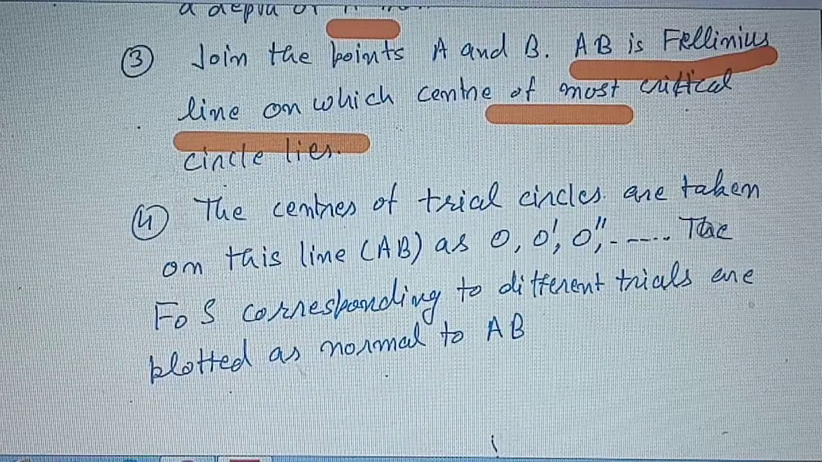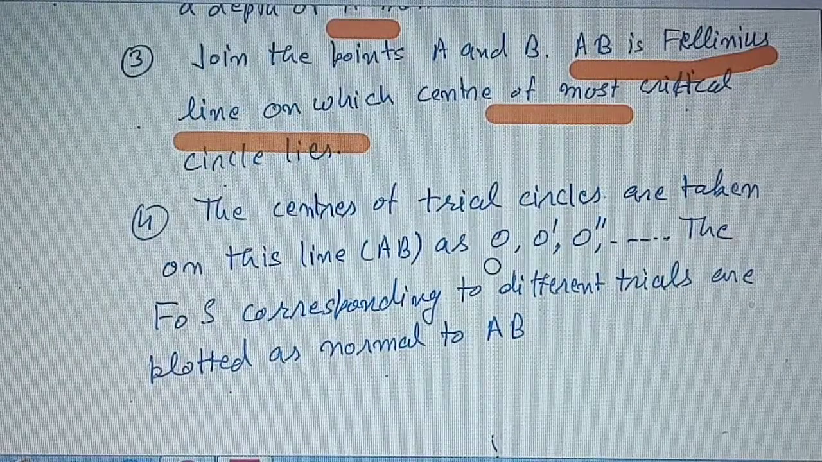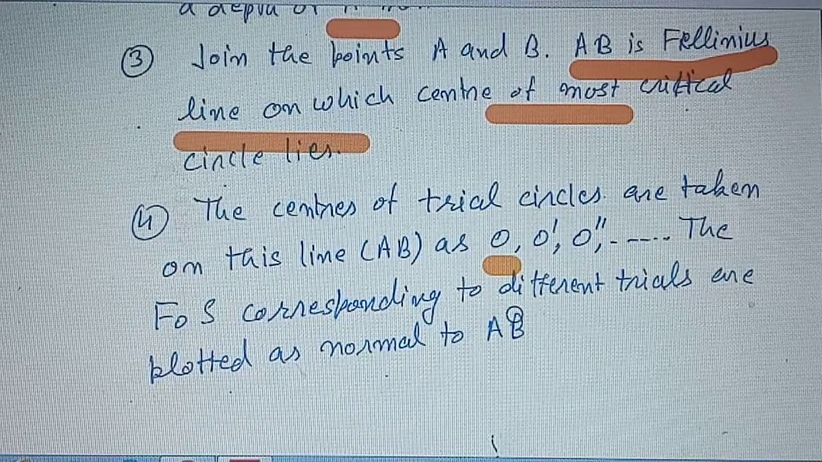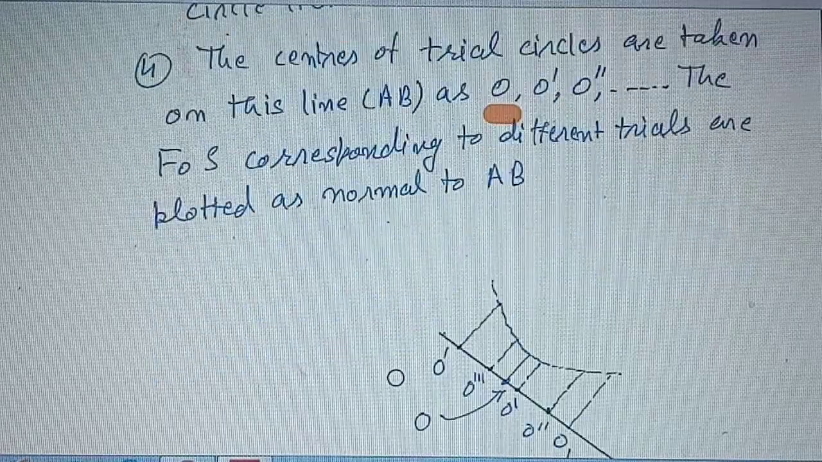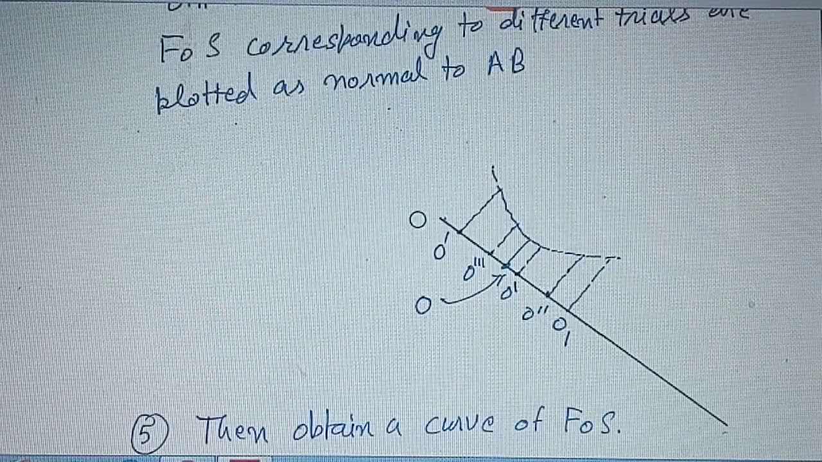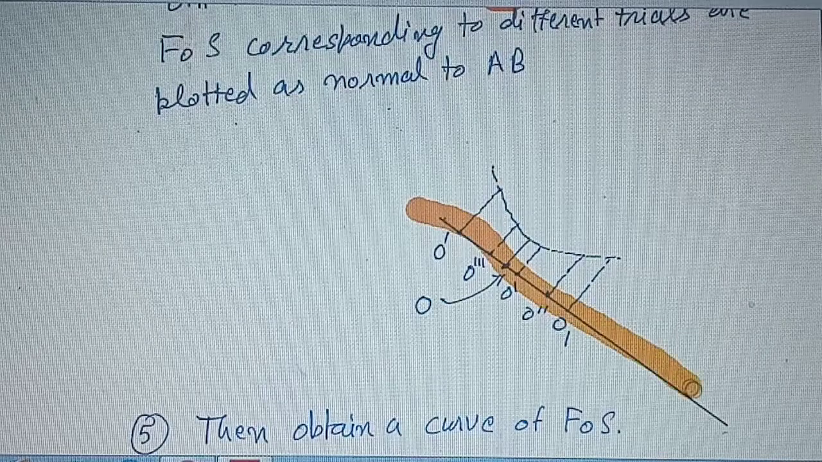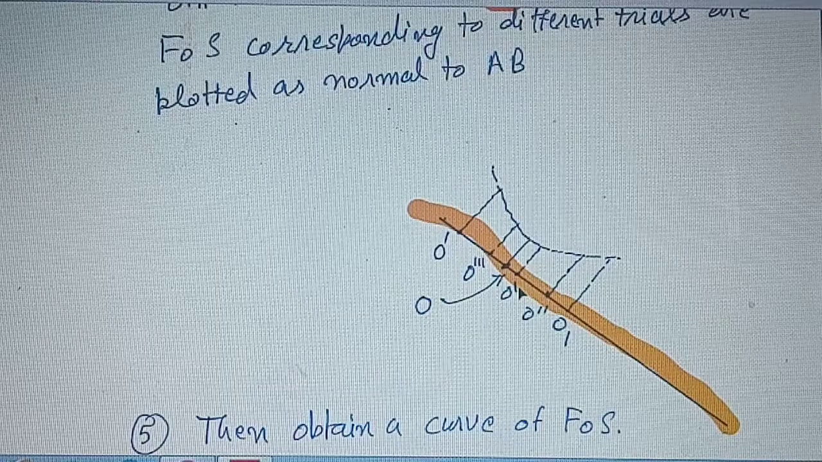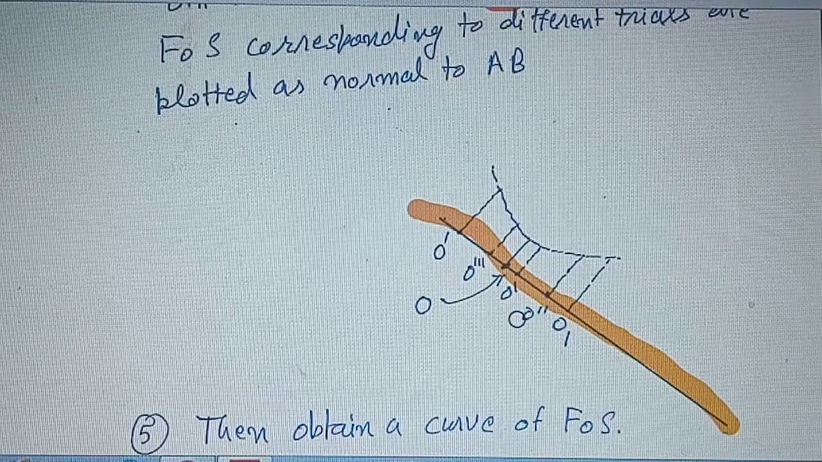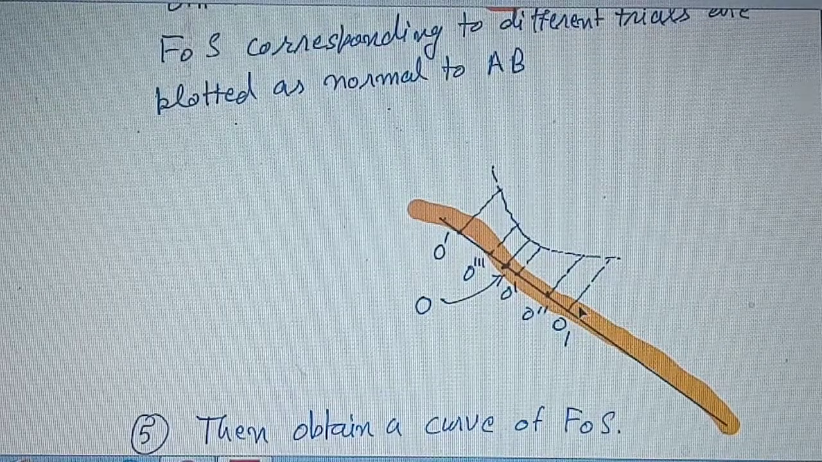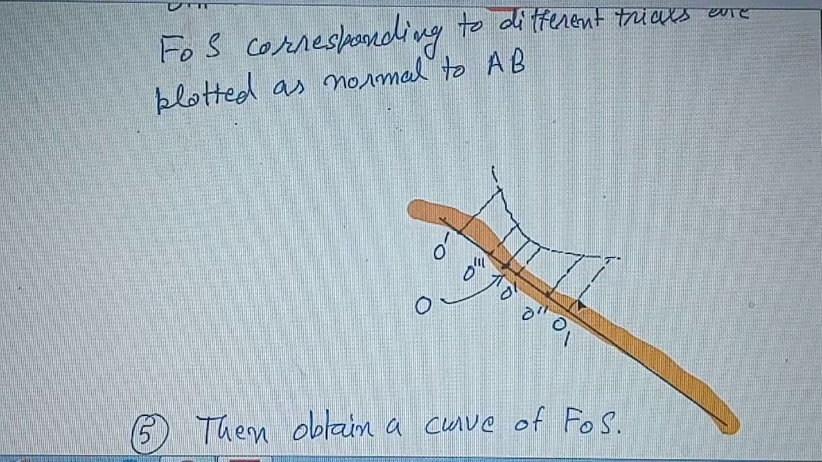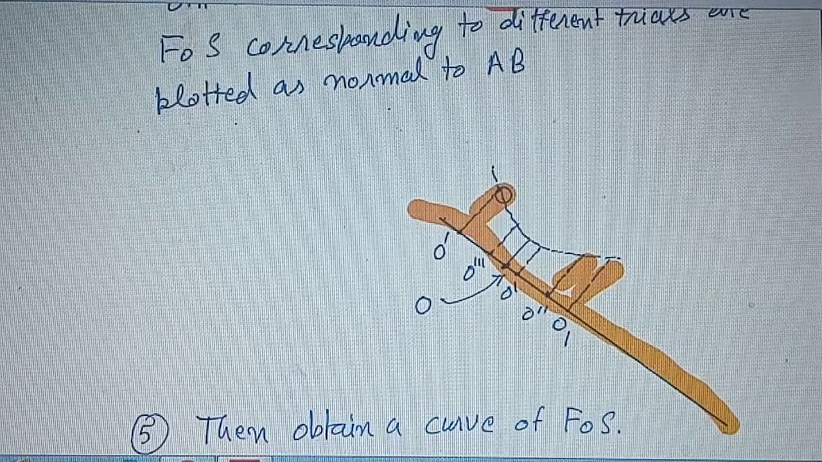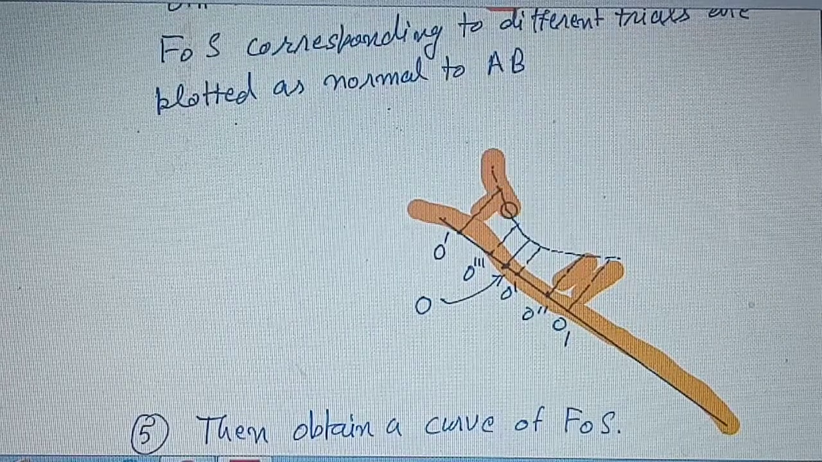The centers of trial circles are taken on this line AB as O, O dash, O double dash, and so on, and the factors of safety corresponding to the different trials are plotted as normal. As shown in this figure, assume it is Fellenius's line AB, then these are the centers of trial circles O, O dash, O double dash, and so on, and the factors of safety corresponding to different trials are drawn normal to this AB. Then obtain a curve by joining all these points.